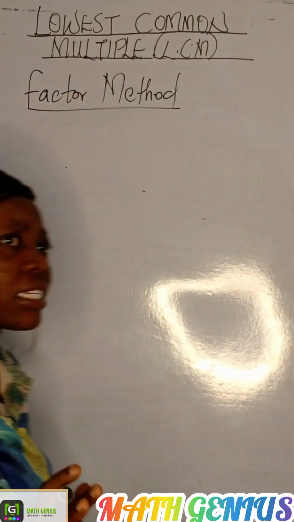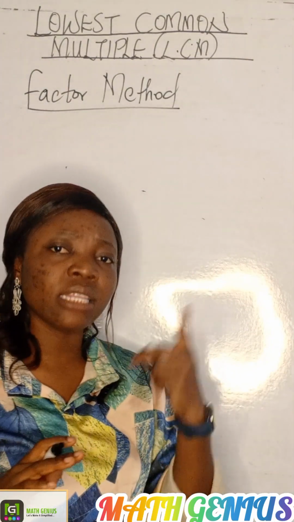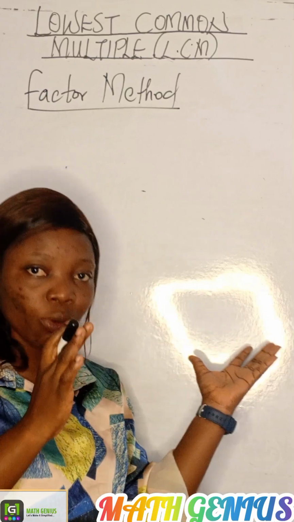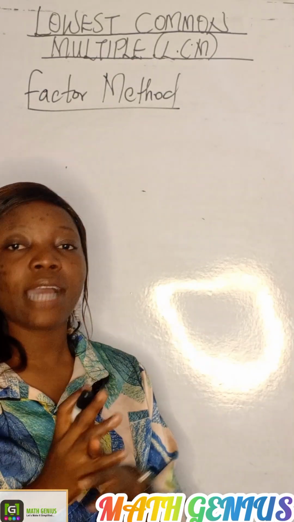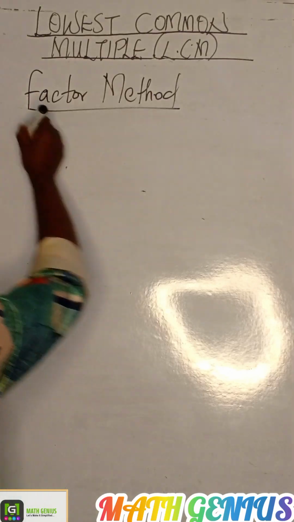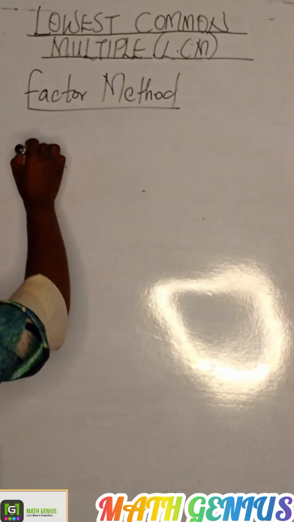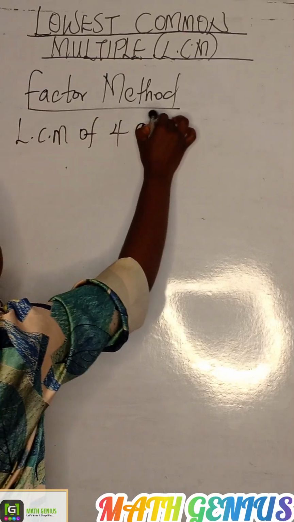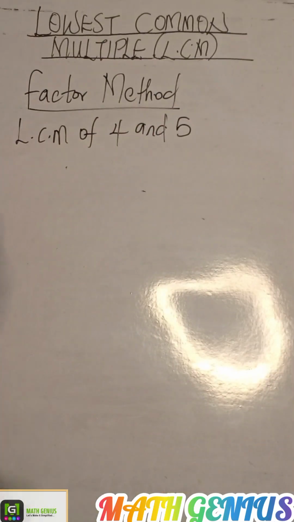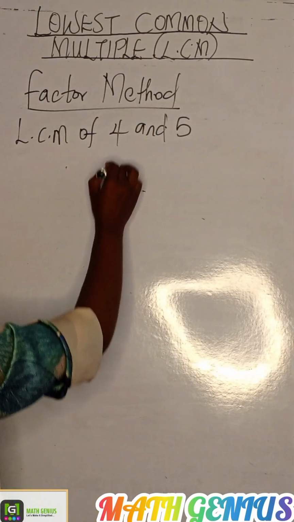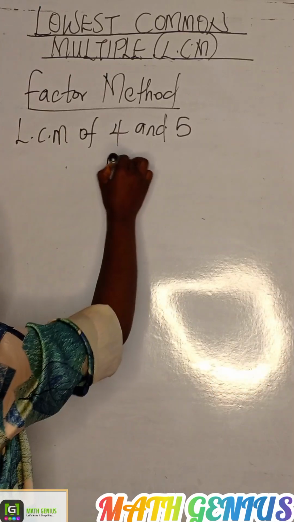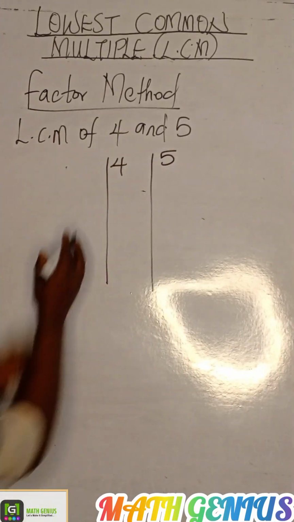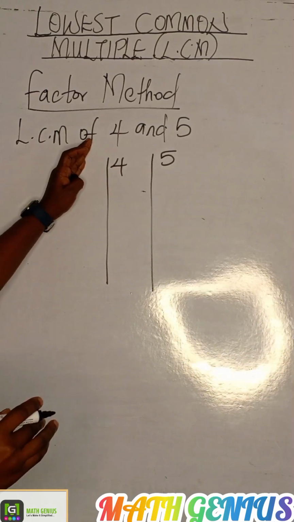So I would like to use the same numbers we used in the previous example so that we can compare our answers. The first set of numbers was the LCM of 4 and 5. Now, using the factor method, we have our column. Draw a column. This side will be the prime numbers that you are going to use.